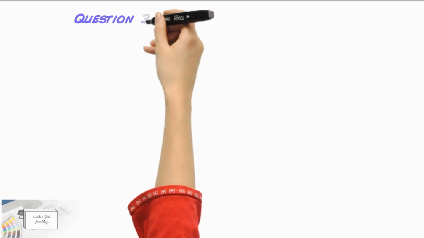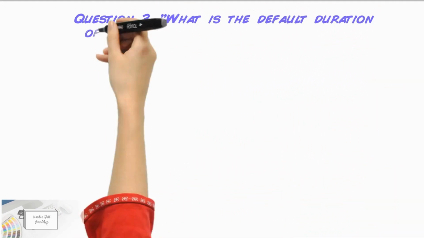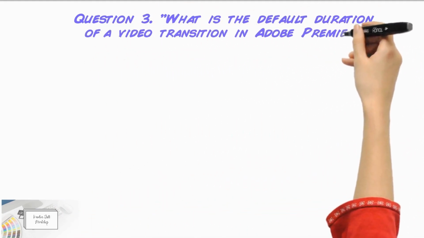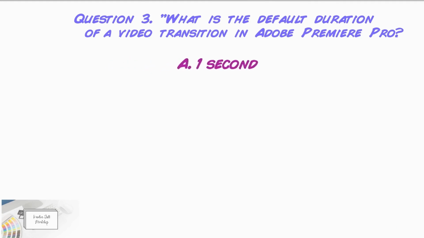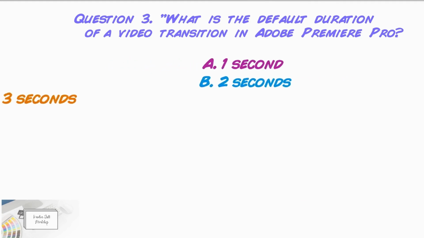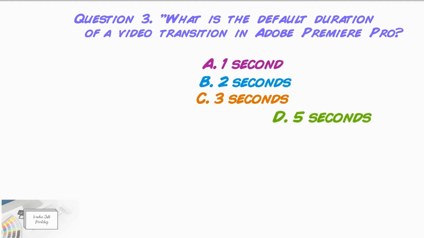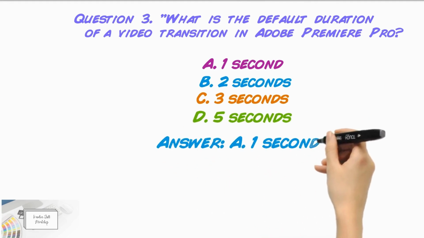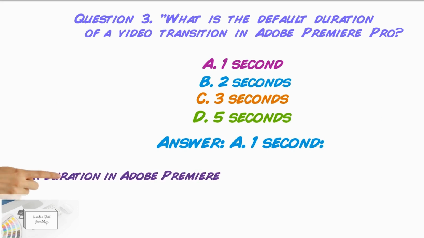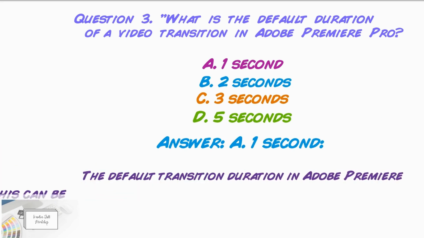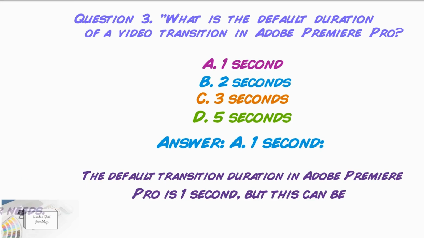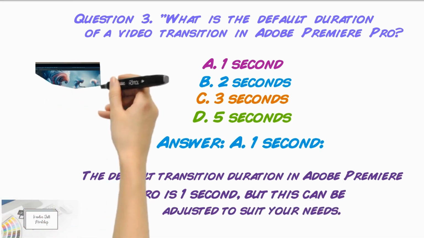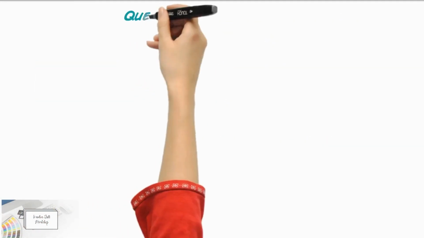Question 3. What is the default duration of a video transition in Adobe Premiere Pro? A. 1 second. B. 2 seconds. C. 3 seconds. D. 5 seconds. Answer: A. 1 second. The default transition duration in Adobe Premiere Pro is 1 second, but this can be adjusted to suit your needs.